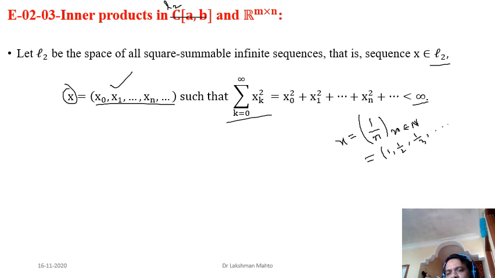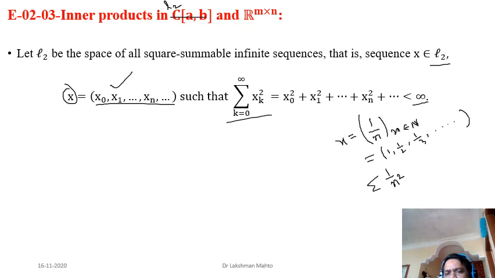So it is infinite. This sequence has an infinite structure, and whether this sequence 1 by n is in L2 or not, in order to see that, what you do is a squaring of every term of the sequence. So if you do a squaring, what would be the nth term of the sequence? It is 1 by n. So if you do a squaring, it would be 1 by n square.